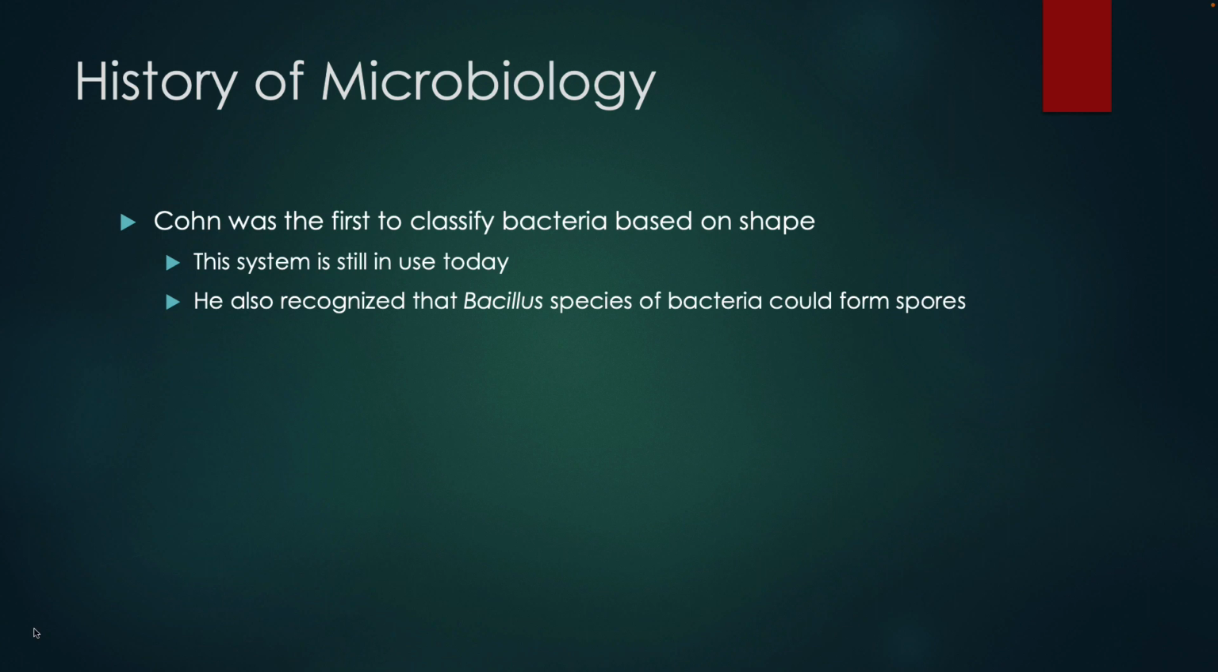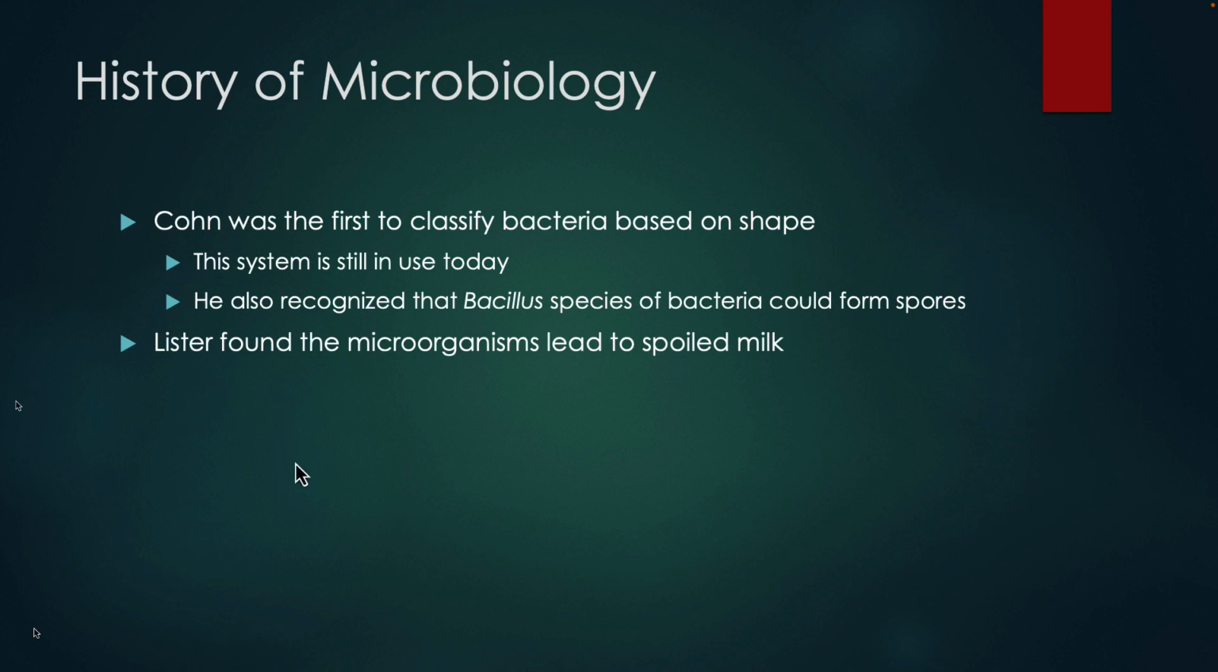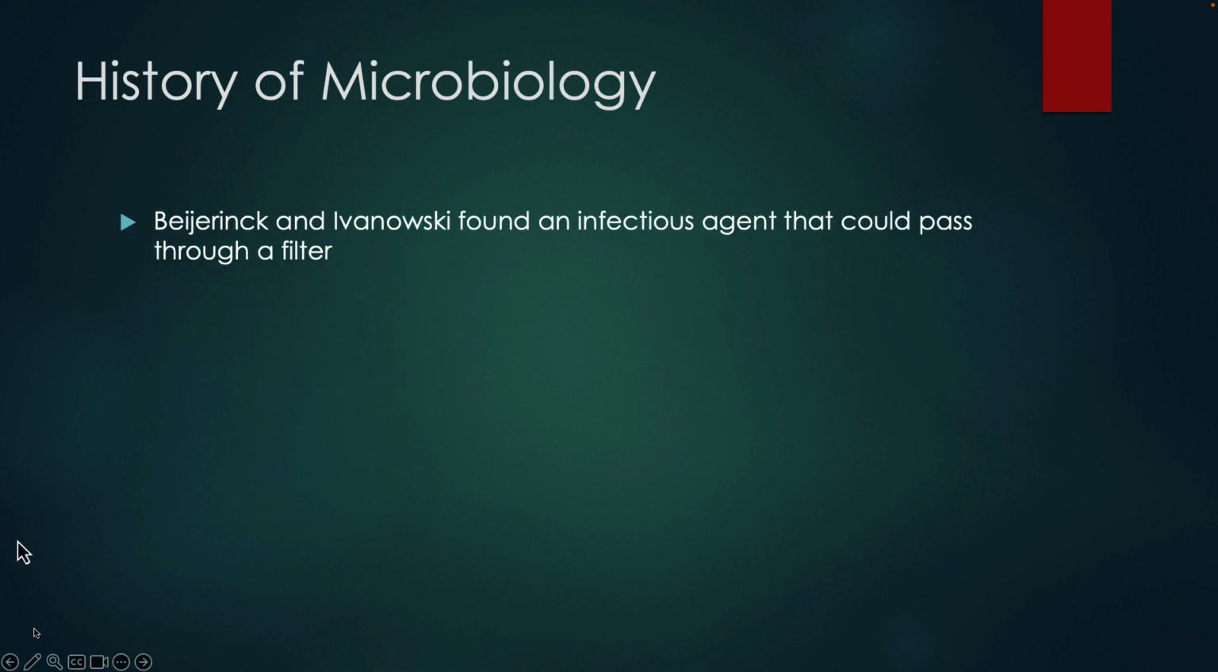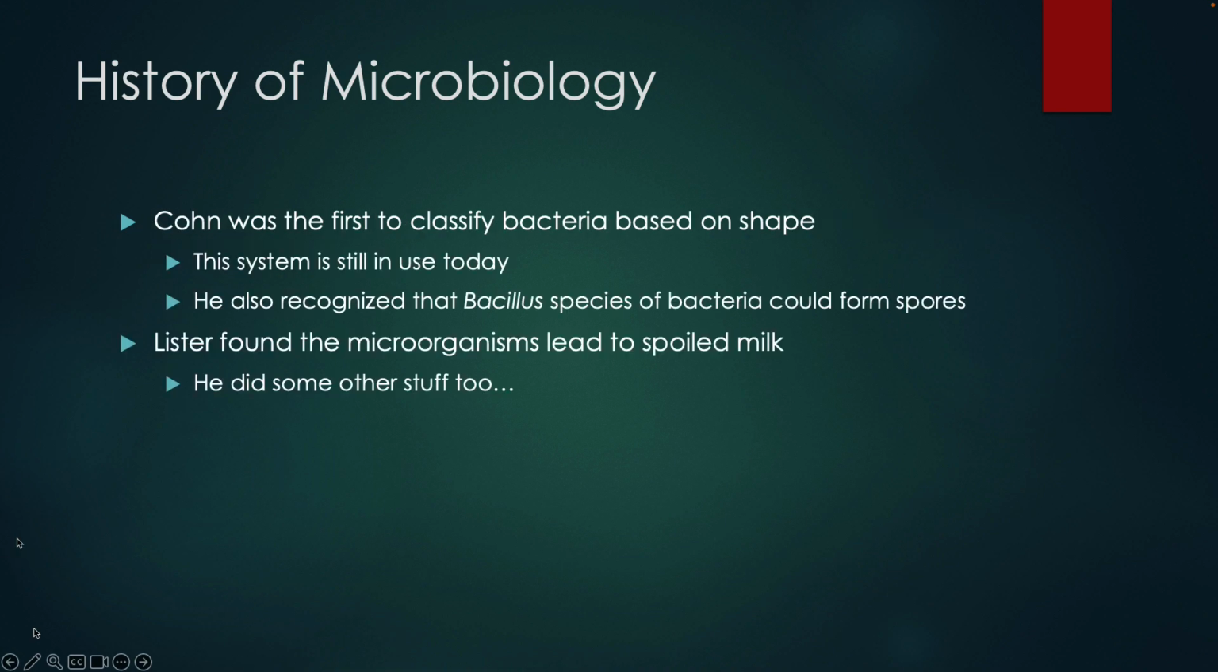And then Joseph Lister, he found that microorganisms also led to spoiled milk. So the reason milk goes bad is because of microbes. He did a lot of other things as well. We'll talk about him a little bit more, but he's a pretty famous microbiologist.